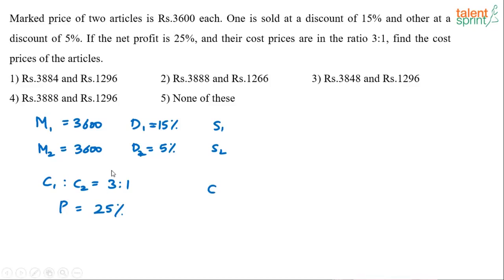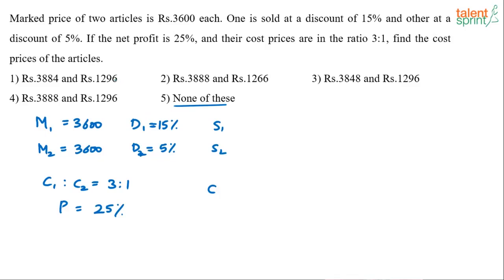But before we do that, why don't we eliminate some options? Of course, there is a risk here that the fifth option is none of these. So you may not want to eliminate the options, because you may eventually be left with that confusion towards the end. However, some quick eliminations can be done.